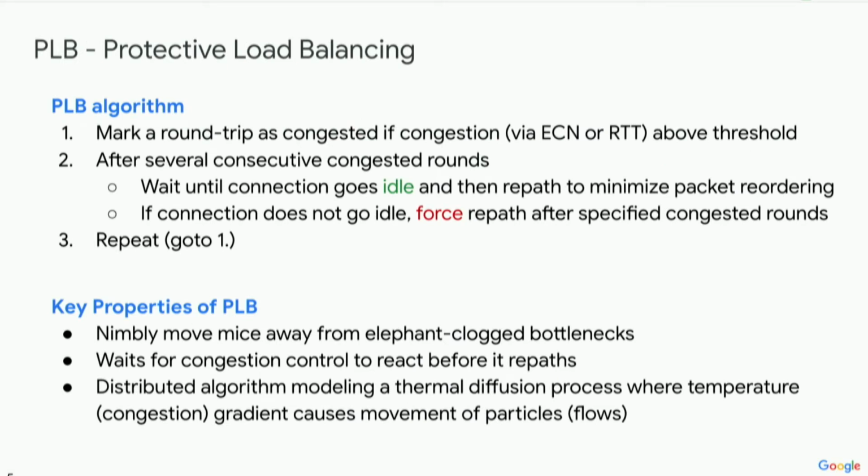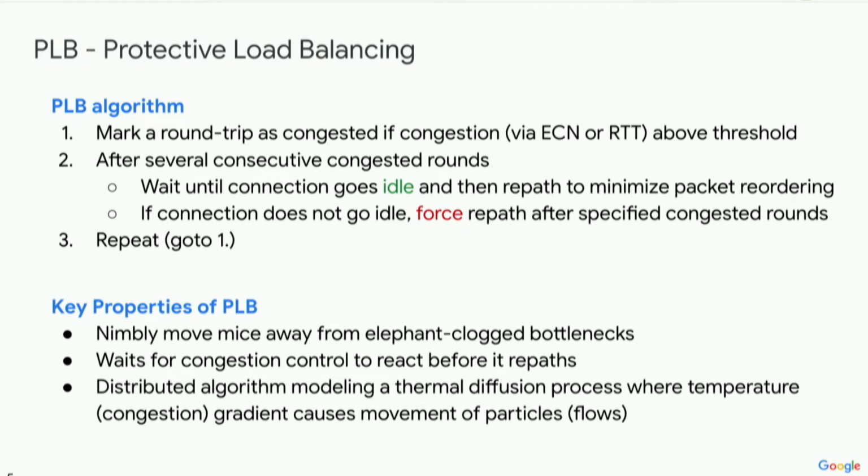Now let's see some details and properties of PLB. PLB tracks the congestion signals which are already collected by the congestion control module and marks a round trip as congested if the congestion is above a certain threshold. After several consecutive congested rounds, it waits for the connection to go idle. It does this to minimize packet reordering. This is because if the new path is faster, then the receiver may get out of order packets.